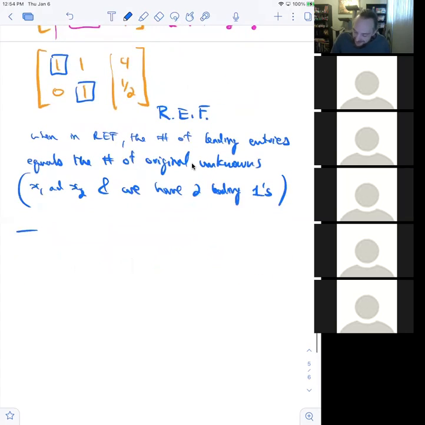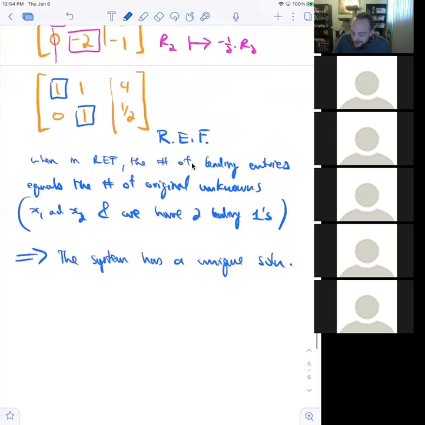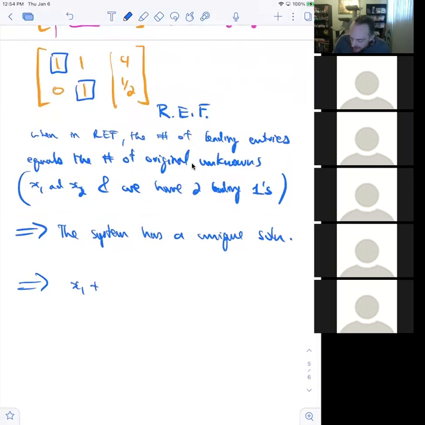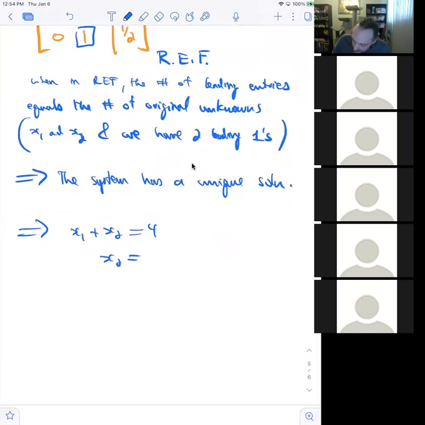What does that tell us? We have a unique solution. What is it? Well, from the augmented matrix, it didn't change. We still have x1 plus x2 equals 4. And now we can just read off x2 equals 1/2. That's the new system we got from REF.